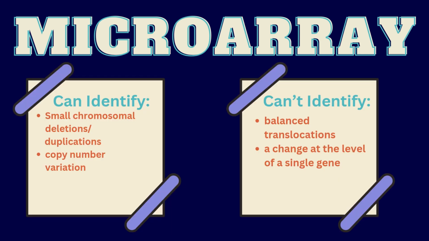A microarray can detect small chromosomal deletions and duplications, a change in overall number of copies. Depending on what probes the labs use, it can be a little more complex than this and show if someone is heterozygous or homozygous in this region. It can't identify balanced translocations, where one piece of a chromosome is moved and stuck to another with the same overall amount of genetic material, and is still not a high enough resolution to identify a change at the level of a single gene.